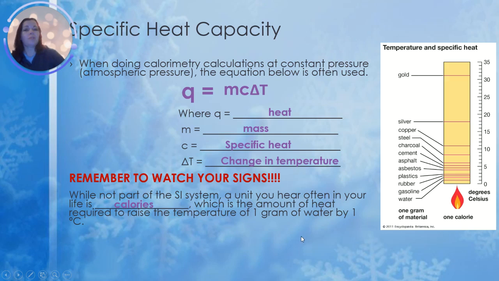While it's not a part of the SI system, a unit you often hear in your life is calories, which is the amount of heat required to raise the temperature of 1 gram of water by 1 degree Celsius. And so therefore, 1 calorie is 4.184 joules.